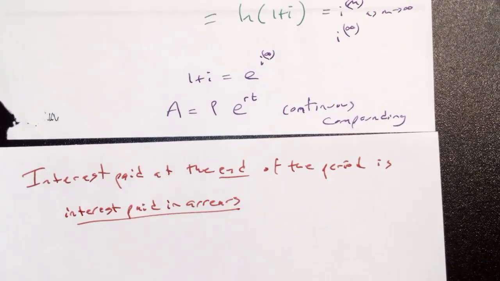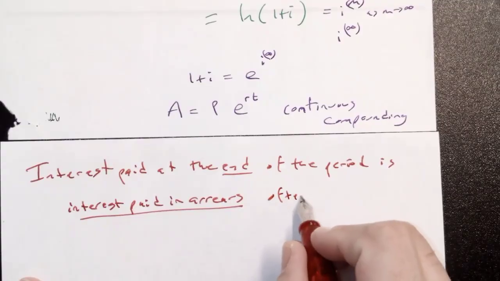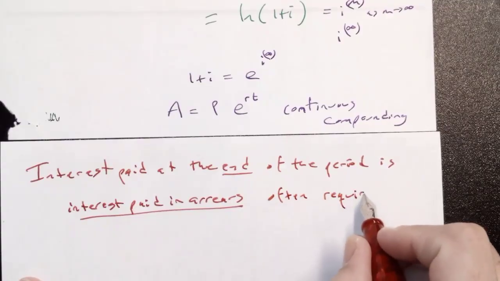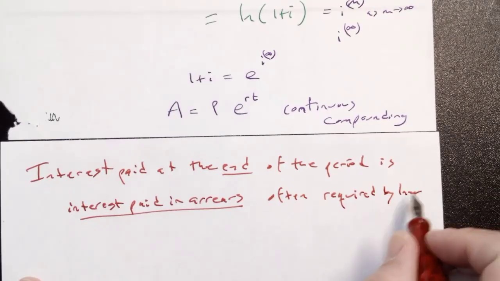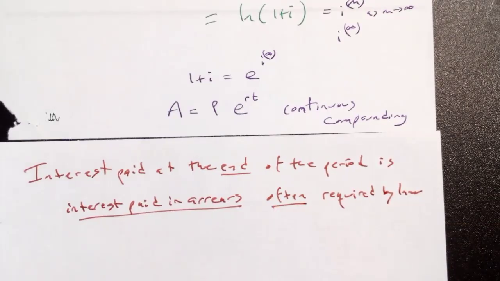This is often required by law. But that phrase often means that sometimes I get away without doing it this way. We can do this by paying interest in effect up front. Since this is paid at the end, what if I paid or applied my interest at the beginning?